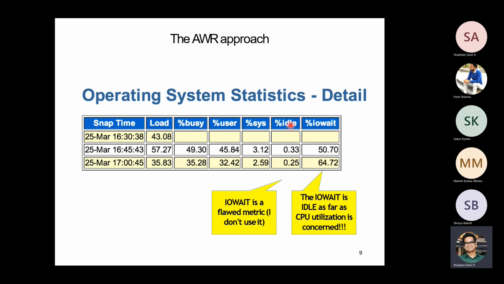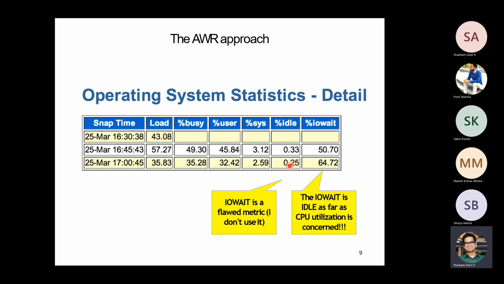Now, if you take a look, the last two columns are percentage of IO wait and percentage idle. Don't you think they are actually in the wrong columns? Percentage idle should be 50.70 and 64.72, and IO wait should be 0.33 and 0.25. This is basically an AWR report bug, right? That is why we are seeing wrong information presented in a wrong column. So the IO wait column should have 0.33 and 0.25, and idle percentage should be 50.70 and 64.72.